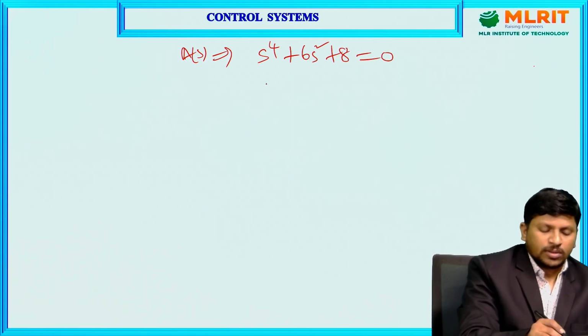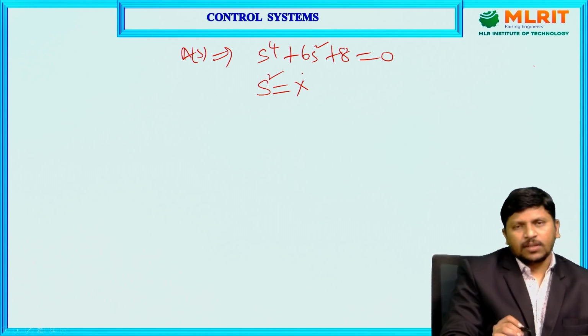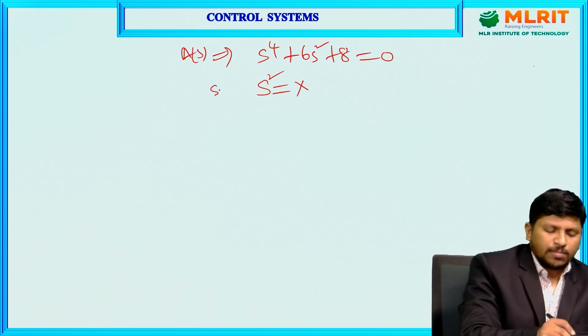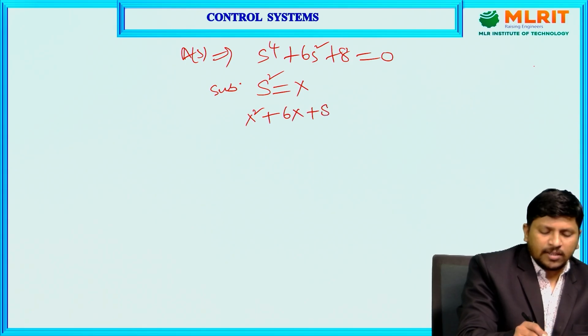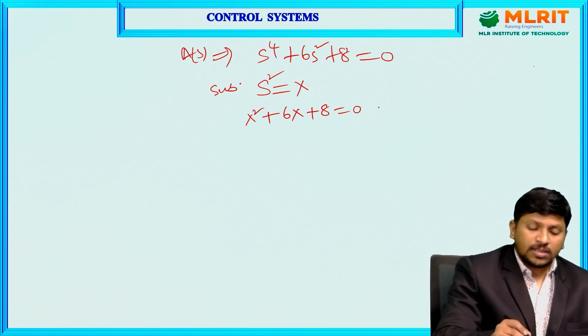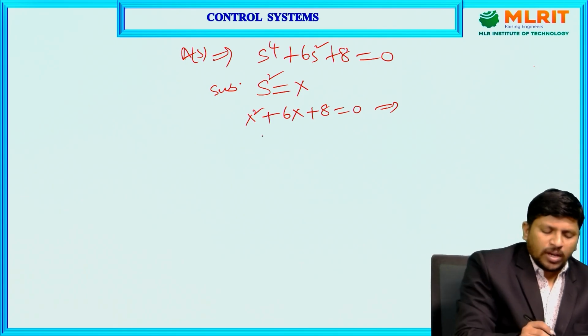Now for simple calculation, I am going to substitute S square equals x. So x square plus 6x plus 8 equals 0. This is a second order quadratic equation. How do we calculate the roots? We are going to use the formula, or else multiply 8x square, or otherwise add 6x.